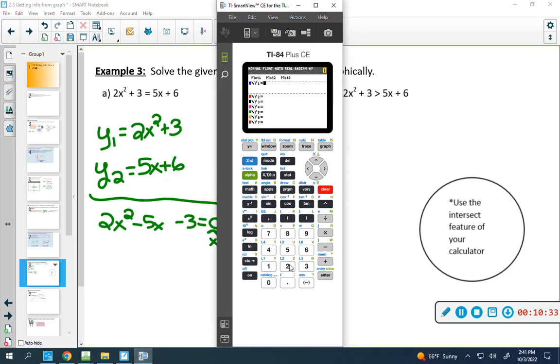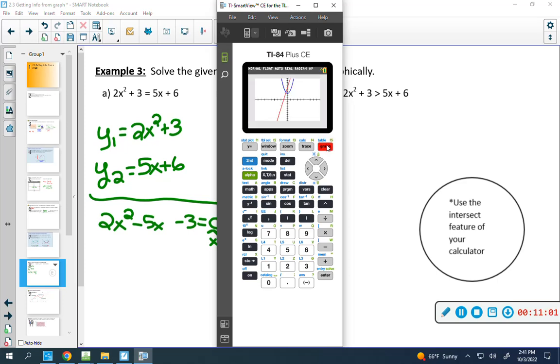So y1, I'm doing my 2x squared plus 3, hit enter, and then 5x plus 6. Honestly, I probably could solve that one quicker algebraically if we're going to get right down to it. Okay, I'm going to hit graph. And now notice too, your calculators have different colors on the side. So the first one is blue, second is red. So when I hit graph, I'm going to look where the blue and the red intersect, where they meet.